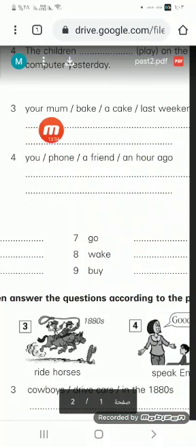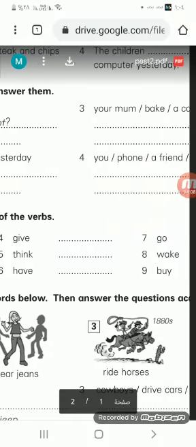Let's take number 3. Your mom baked a cake last weekend. I want you to make a question here in the past simple. We ask with did. Did your mom bake? Don't change it because you used did. Did your mom bake a cake last weekend? Easy. Look at this one. You phoned a friend an hour ago. Did you phone a friend an hour ago?